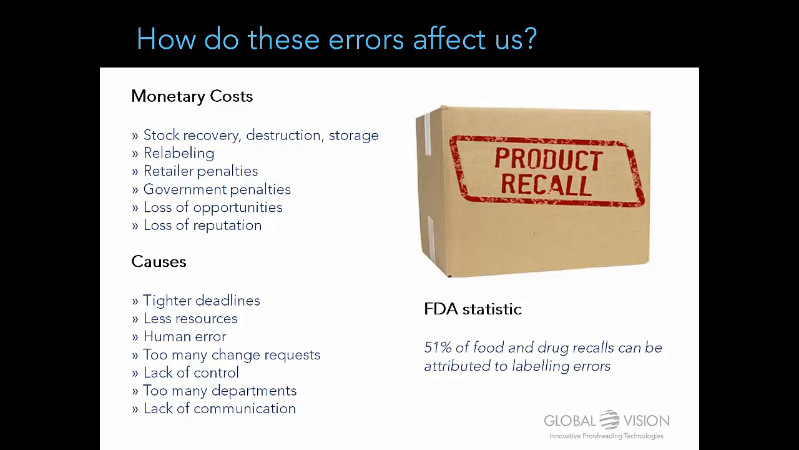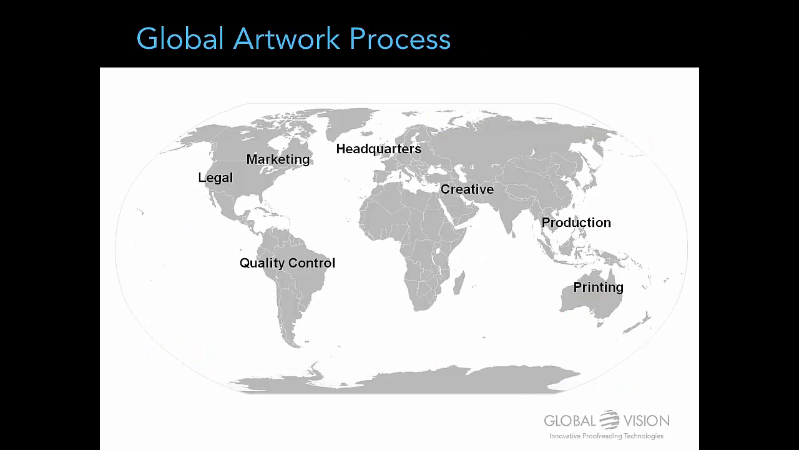The causes for these errors, again, are tighter deadlines, and you may have fewer resources to work with. There's human error, so people get tired as well. There's a lot of work to do, too many change requests, lack of control and communication, and a lot of departments being involved with the labeling process. One of the statistics that we have is that 51% of food and drug recalls can be attributed to labeling errors.